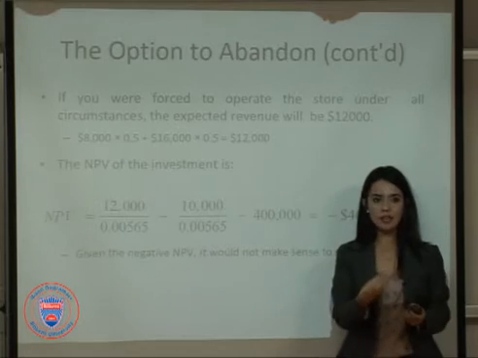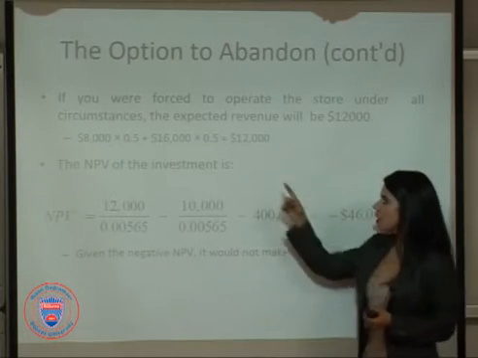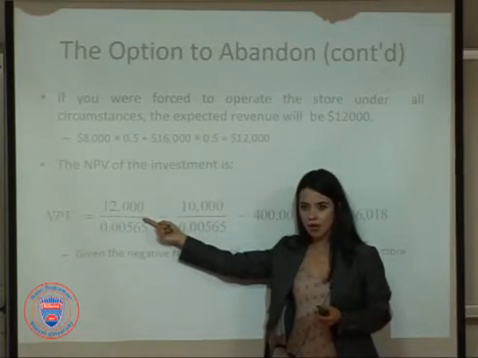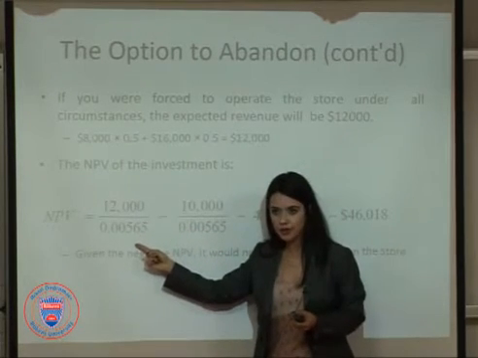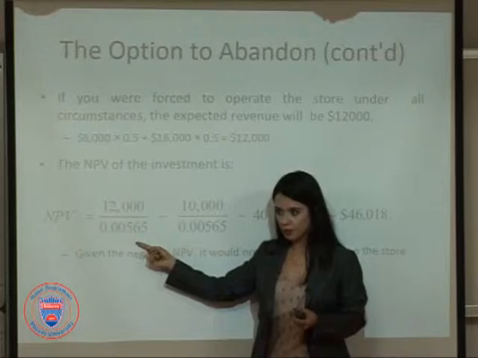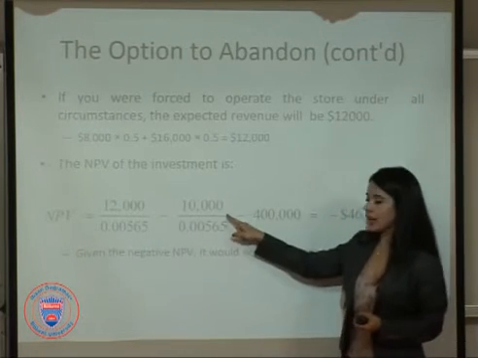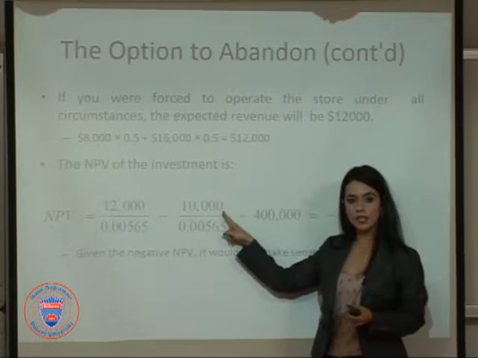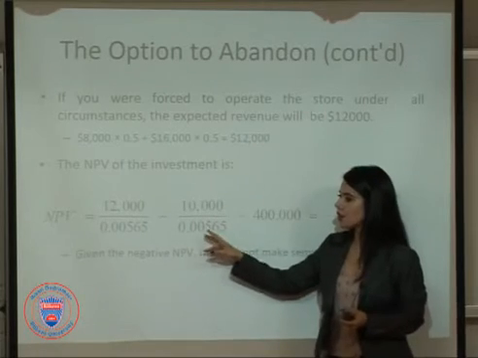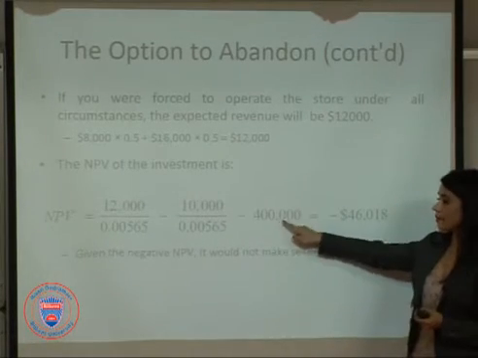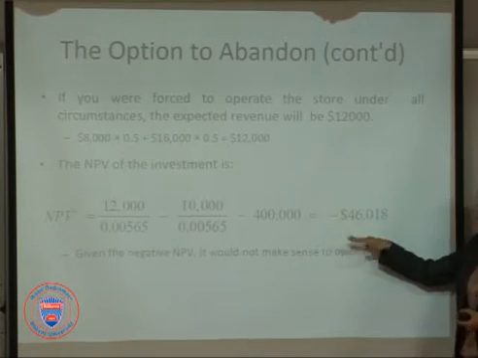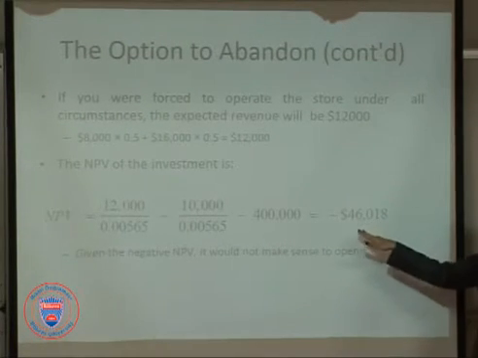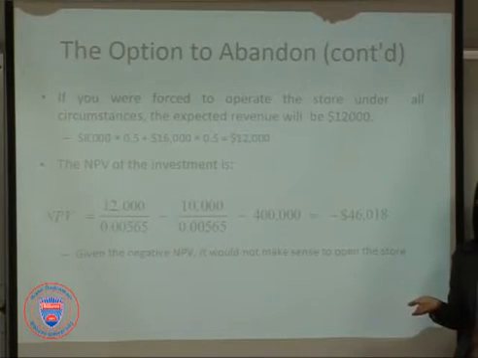So how do I calculate NPV? I'm making $12,000 a month. It's perpetuity, so it's cash flow over the interest rate, right? Remember perpetuities? Okay. And I have a monthly cost of $10,000. And I have the initial cost of $400,000. If I calculate the NPV of the project, it's going to give you negative $46,000.